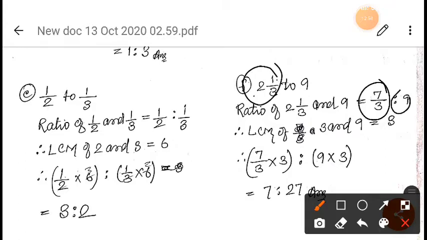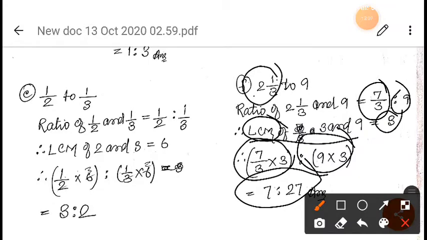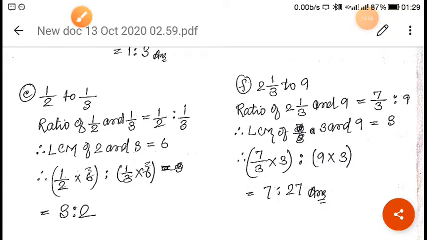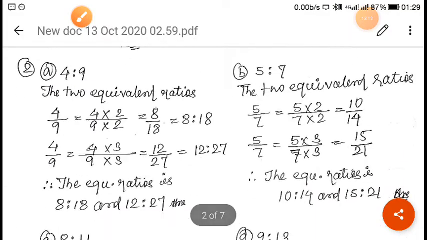7 by 3 is to 9. So again, it is 1 P by Q form, so we have to find out the LCM. When you find out the LCM, you will get 3 here. When we are finding the LCM, what we have to do is multiply, right? So when you have multiplied, we have got 7:27. I hope you have understood this, right?